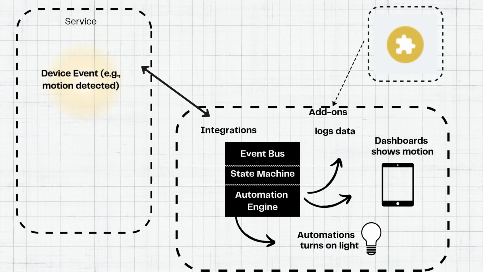Every time a device changes, a light turns on, a motion sensor detects movement, Home Assistant fires an event. Those events travel across what's called the event bus. It's like a citywide PA system where every integration and automation can hear what's happening.